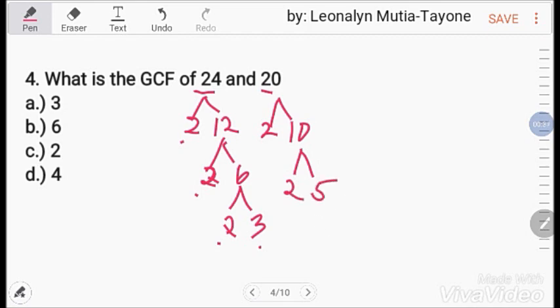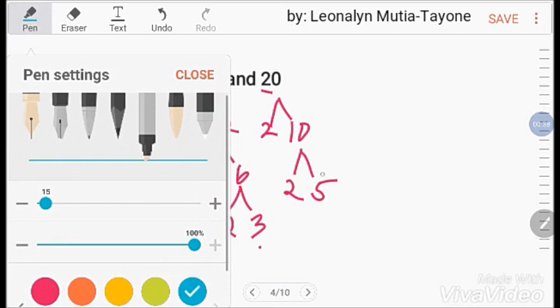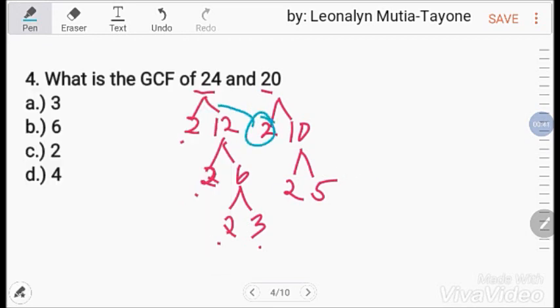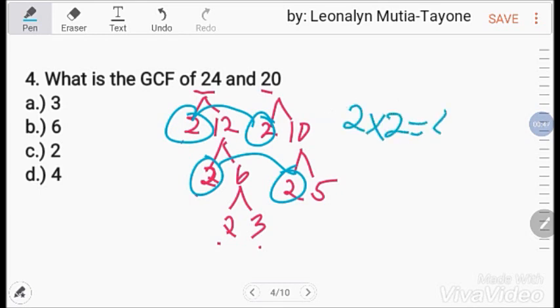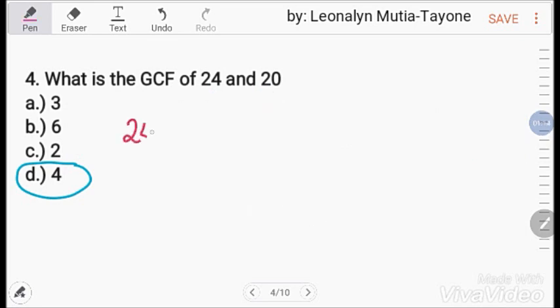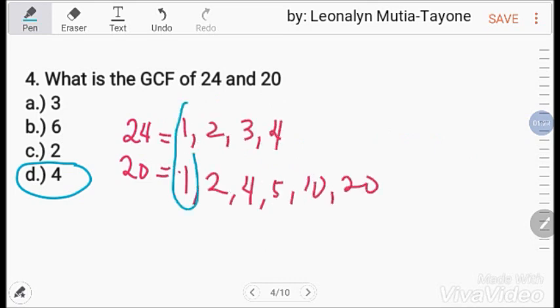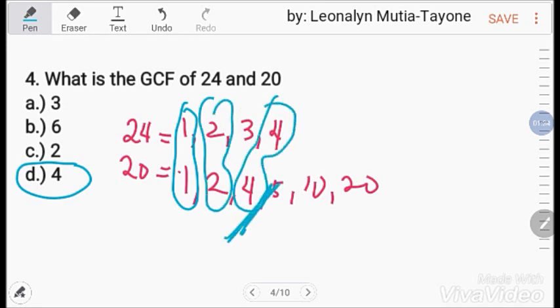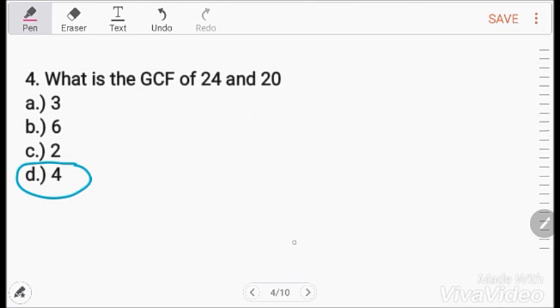So, ang common ng dalawa, 2, 2. And these are 2 times 2 equals 4. So, 4 ang greatest common factor. Another solution, 24 and 20. Ito yung mga common factors nila. 4 is the greatest common factor.